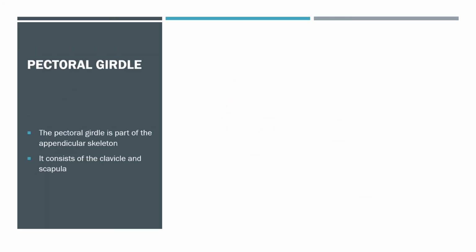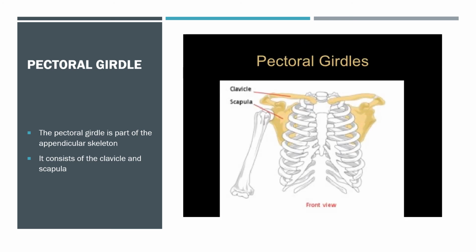Now let's talk about the pectoral girdle, which, as we have already mentioned, is part of the appendicular skeleton. And the pectoral girdle consists of the clavicle and the scapula, as labeled nicely here. And it's also color-coded in yellow, so that you can easily visualize it and remember it.